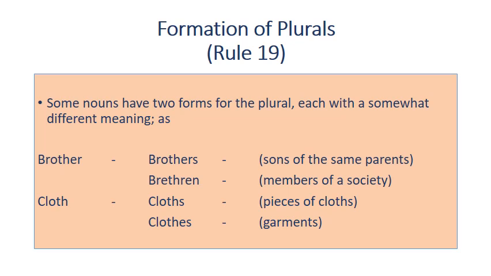The next example on your screen is cloth. Again, cloth has two plurals, cloths and clothes. C-L-O-T-H-S, cloths, means pieces of cloth, unstitched pieces of cloth. And clothes means garments that we wear, and we can wear only when it is stitched. So here we learned about some nouns which have two forms for the plural and each with a somewhat different meaning.